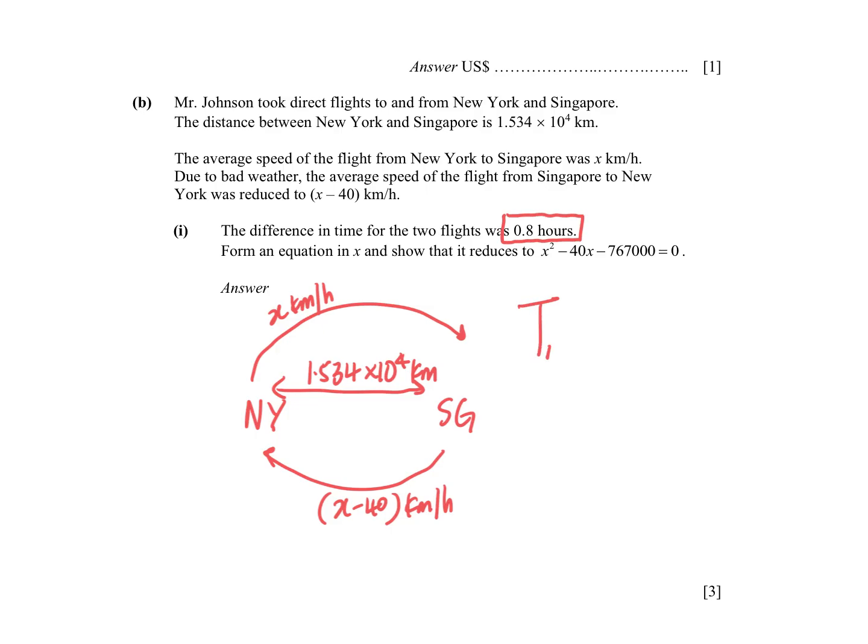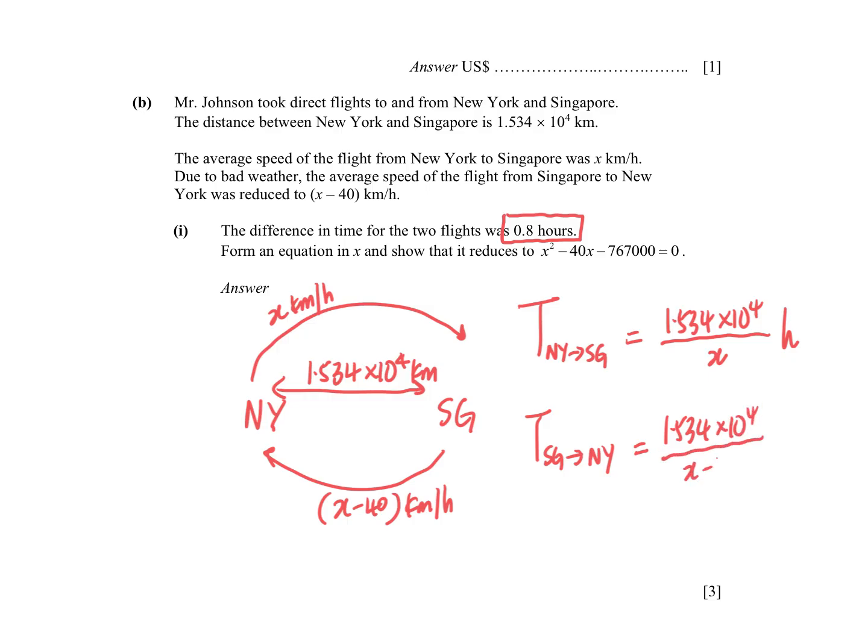So now I first find the time from New York to SG, which is distance divided by speed. So this is in hours. From SG to New York is this distance divided by the new speed. So between these two, which one takes a longer time? This one, right? Because this is slower. So this one will be a larger value.